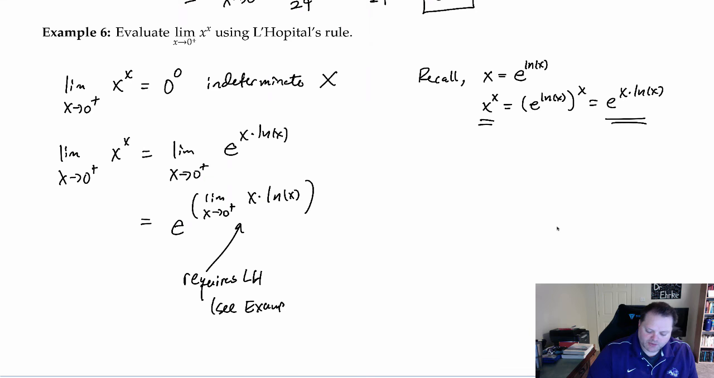See example 2. That limit turns out to be 0. So we get e to the 0, which is 1 here. So it turns out that the limit as we approach 0 of 0 to the 0 is 1, which means that the exponent is sort of winning that battle, because the exponent wants to make this thing 1.